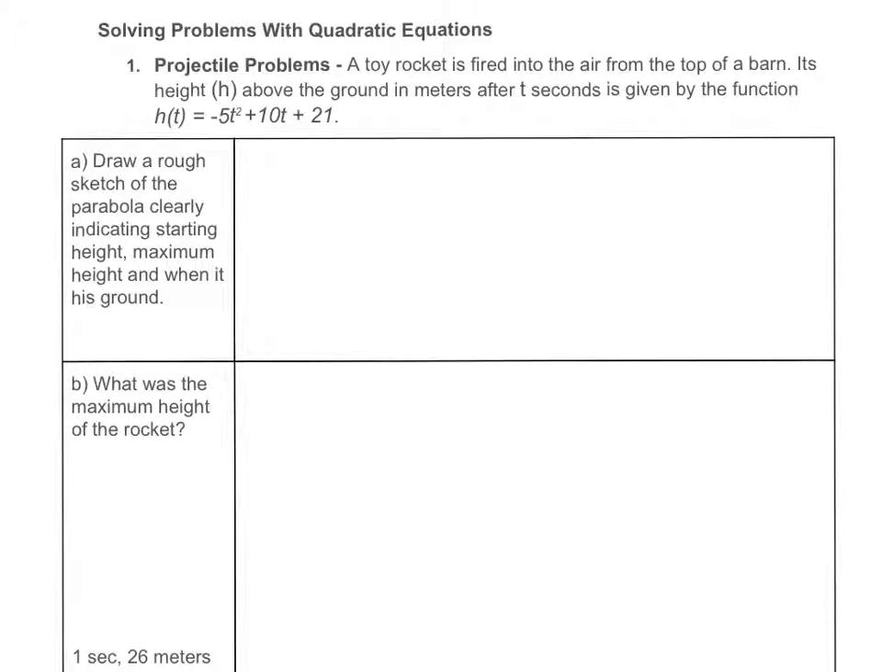So in our first case, we have a toy rocket being fired into the air from the top of a barn, and its height is given by the equation -5t squared plus 10t plus 21. Time is in seconds and height is in meters. So the first thing we want to do in part A is to draw a sketch. Key things we know just from the equation: the a value is -5, so the parabola is opening down, it's frowning, and we also know the y-intercept is 21.